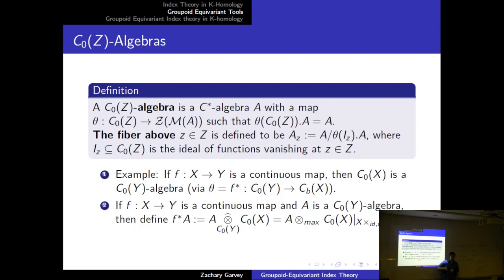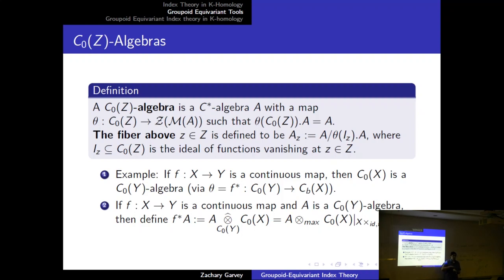Okay, I'm going to be using this notation a lot. So the fiber above a point in the base space is just the algebra modded out by the functions vanishing at that point. So this is a really common trick to get the fiber above a point in an algebra: mod out by the ideal of functions that vanish at the point. Okay, here's an example. If you've got a continuous map from X to Y, and they're both locally compact Hausdorff spaces, then C0(X) is a C0(Y) algebra via precomposition. So if you precompose by f, it's making functions on Y become functions on X.